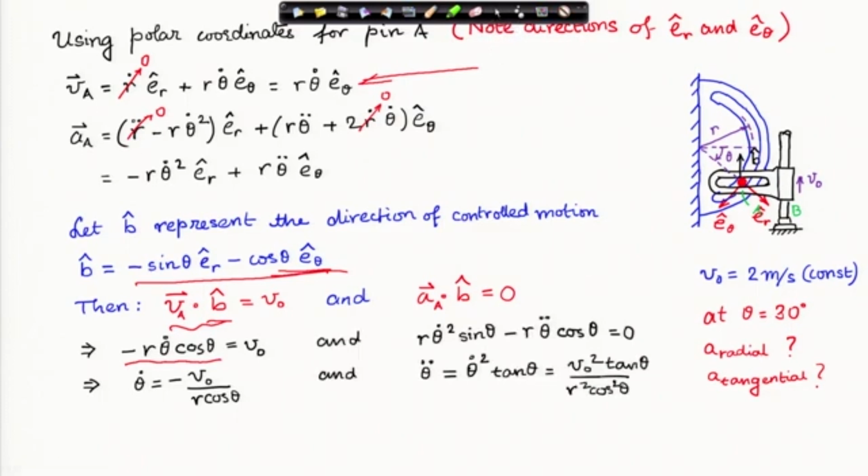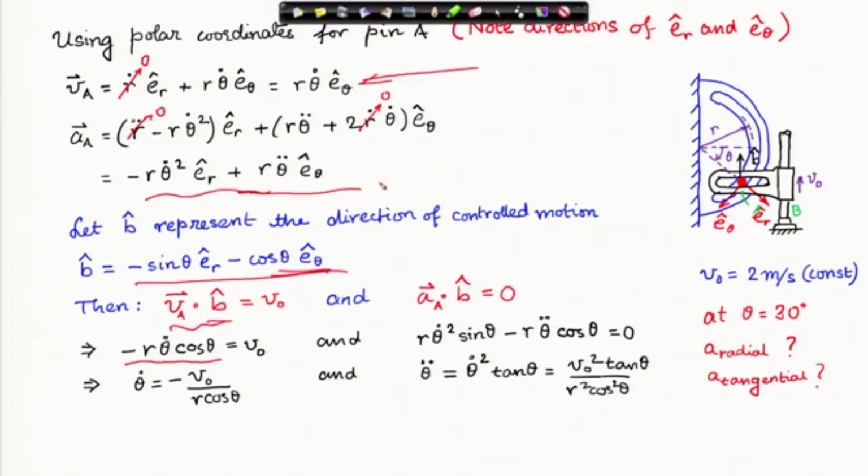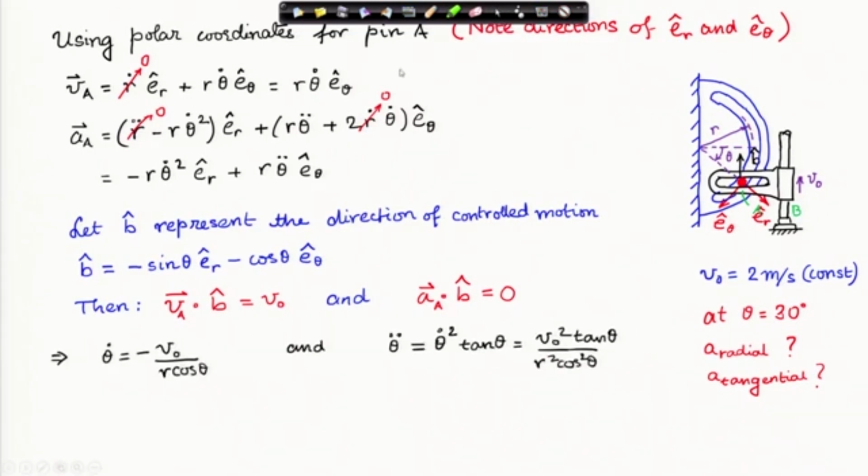Similarly, for the acceleration, this is our acceleration expression. I take a dot product of the acceleration expression with b cap, and this is what I have on the left hand side. The right hand side is 0, and because I already know theta dot, which I found here, I can find out theta double dot. Now, once I have theta dot and theta double dot, I can complete my velocity expression and I can also complete my acceleration expression. So, theta dot and theta double dot are now solved.